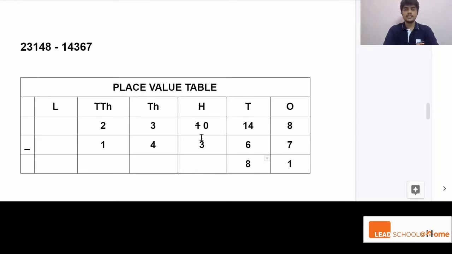Now let's go to the hundreds place. In the hundreds place we have only 0 hundreds. We don't have any hundreds left in the first number. So now we have to borrow from the thousands place. There are 3 thousands. From that I will take 1,000. So how many will be left? 2 thousands will be left.